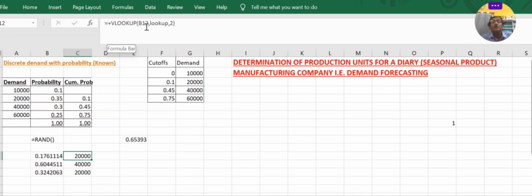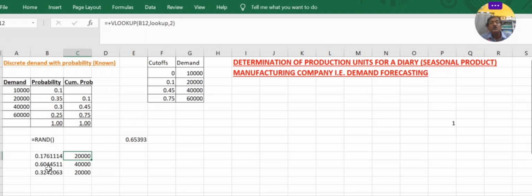It is equal to VLOOKUP B12. B12 is the value. If the value is this, then what will be the demand? The demand is this. You can check it from the table. That 0.176, where is it located? 0.176 is more than 0.1 but below 0.45. That means the demand will be 20,000.